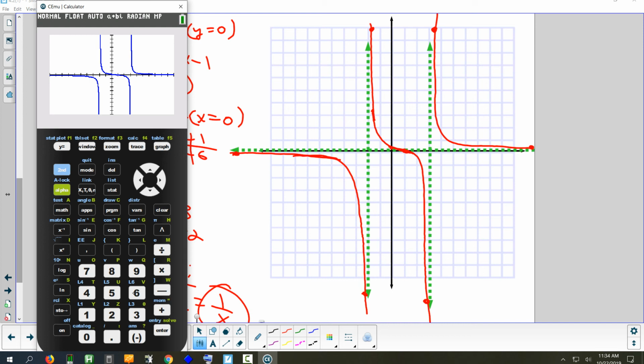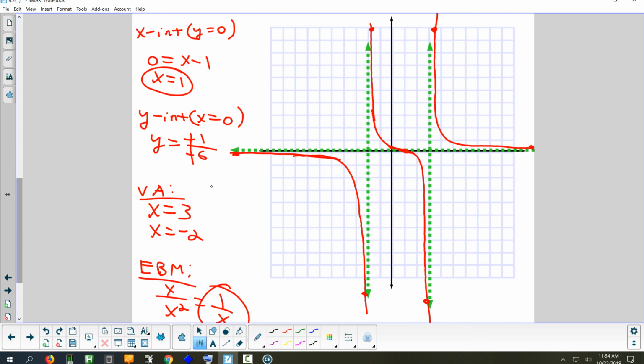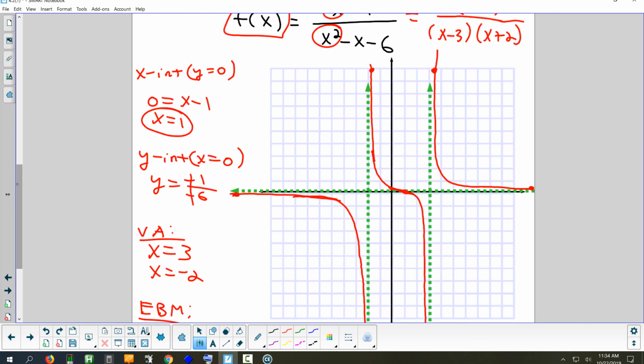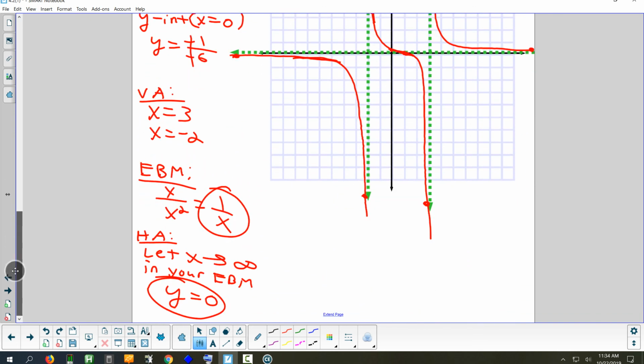We've got the 3 main sections of it by finding the asymptotes and intercepts. So I would ask you for these kind of things on a graph. I'd ask you for the X, the Y-intercept, the verticals, the horizontals, and the EBM. Those are all the things I would ask you for. And then a sketch.